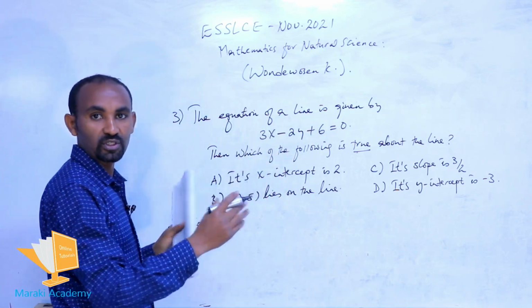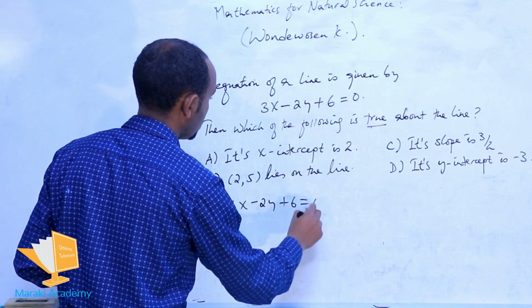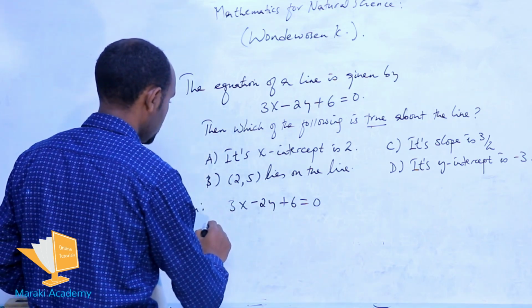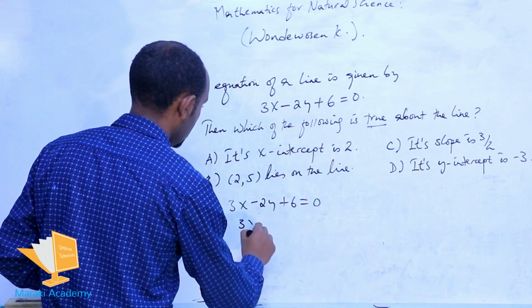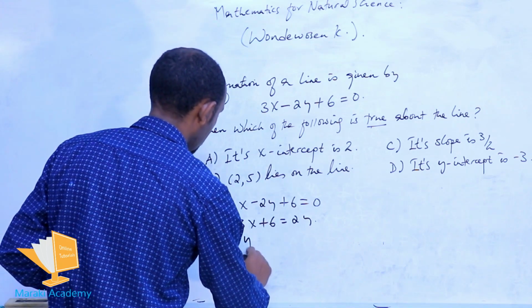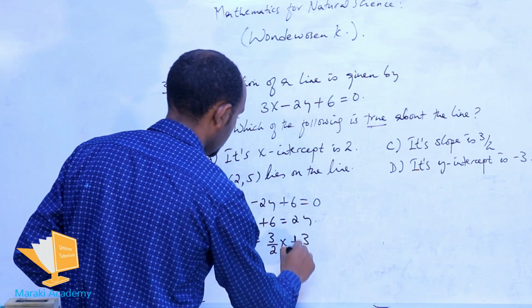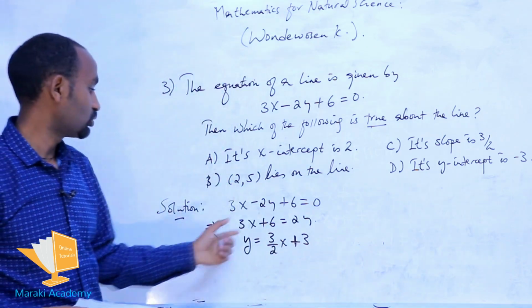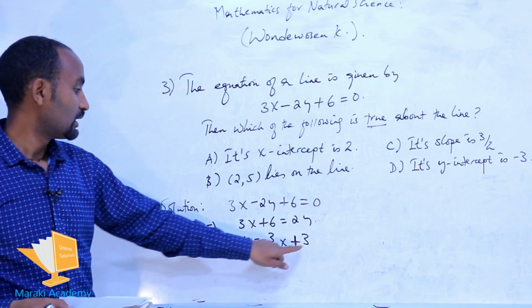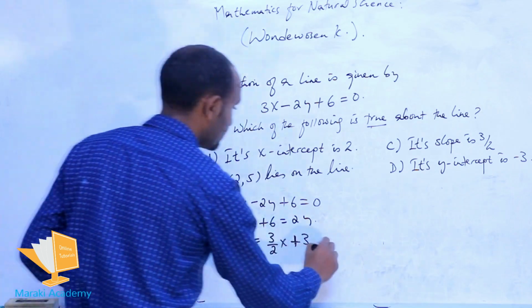3x minus 2y plus 6 equal to 0 is obviously the equation of a line. So we can rewrite it as 3x plus 6 equal to 2y, which means y equal to 3 over 2 x plus 6 over 2, which is 3. Okay, this is the usual standard form, slope-intercept form. This 3 over 2 is the slope of the line, and 3 is the y-intercept. When x is 0, y would be 3. So from here we have, what is the slope?